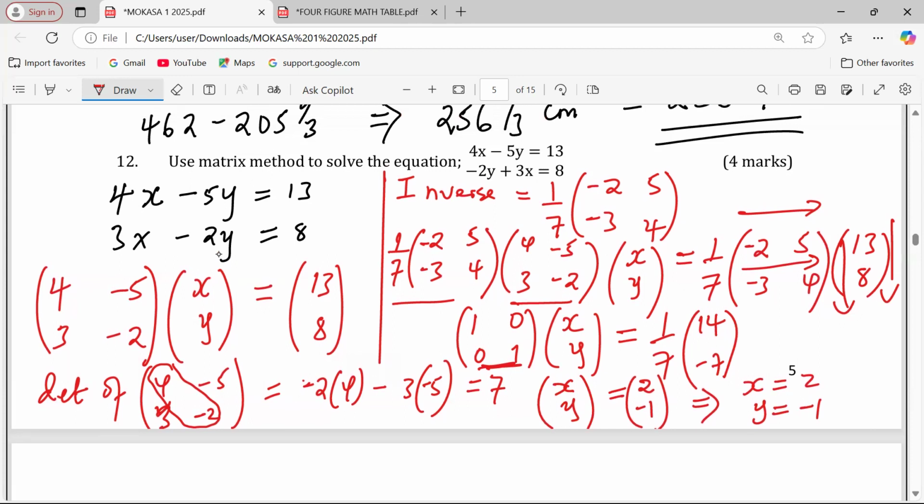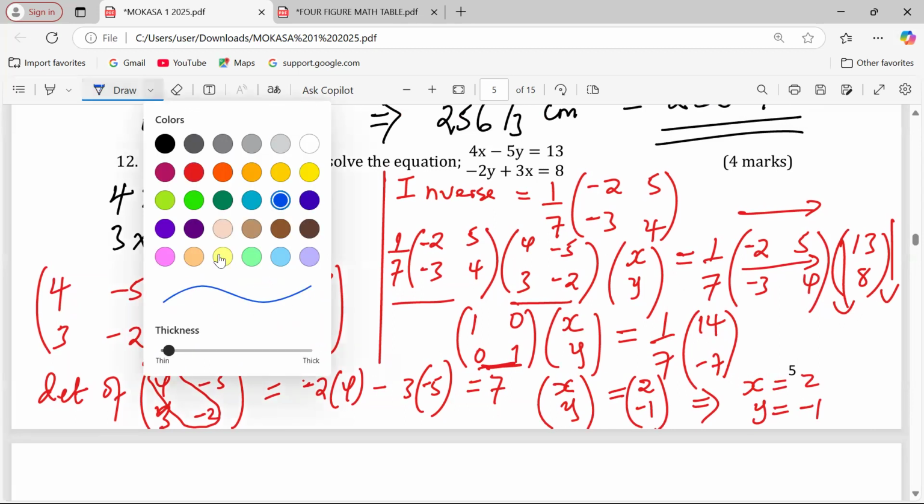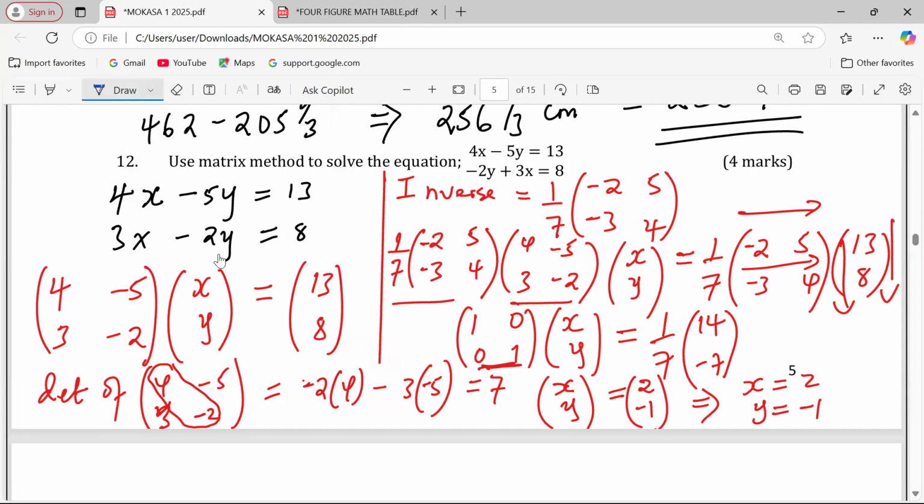A few things that you must understand is that before you extract the coefficients matrix, the constants matrix, and the variables matrix, we should have elements corresponding, x with x, y with y, that way.